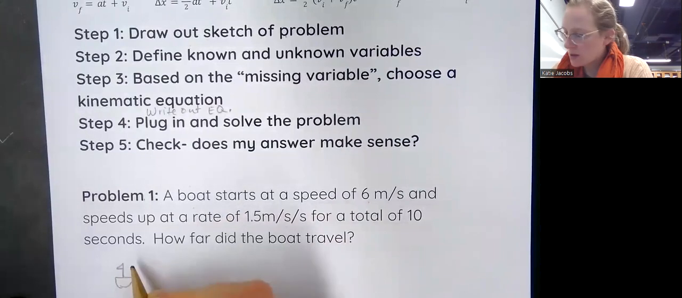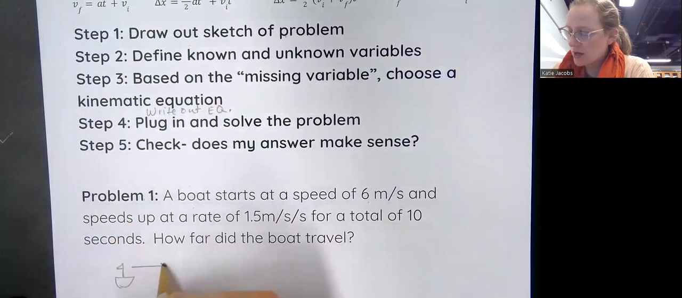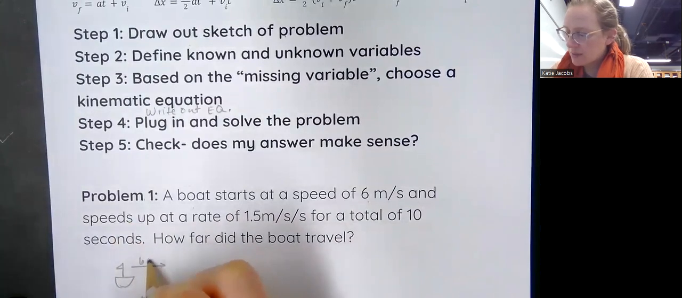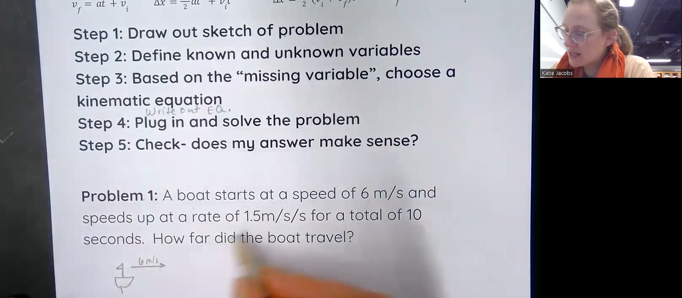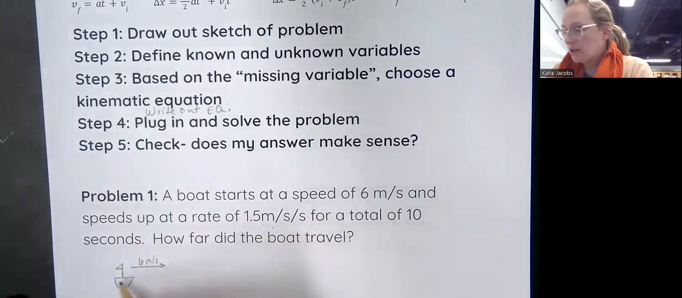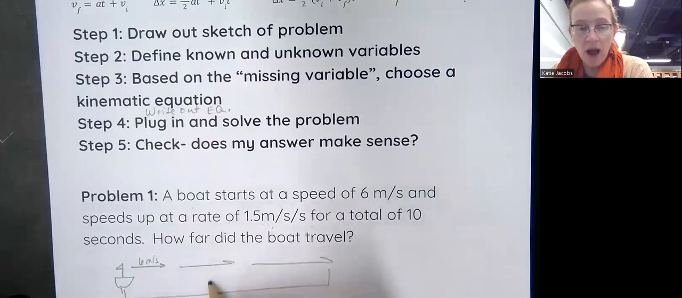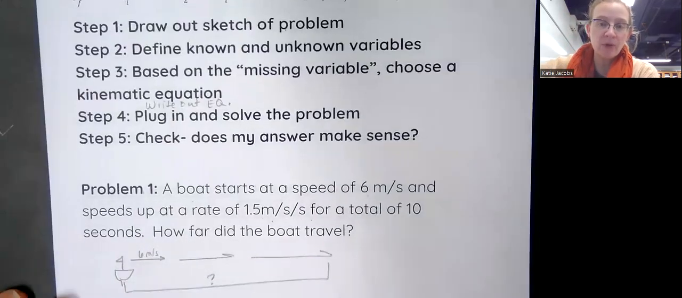Here's my boat. It doesn't say if it's moving right or left. I'll just go ahead and say it's moving right at 6 meters per second. And this 1.5, that's the acceleration. I can tell by the units, meters per second squared. So I don't know the final velocity, but it's moving to the right. It's getting faster. And they want to know how many meters the boat went.